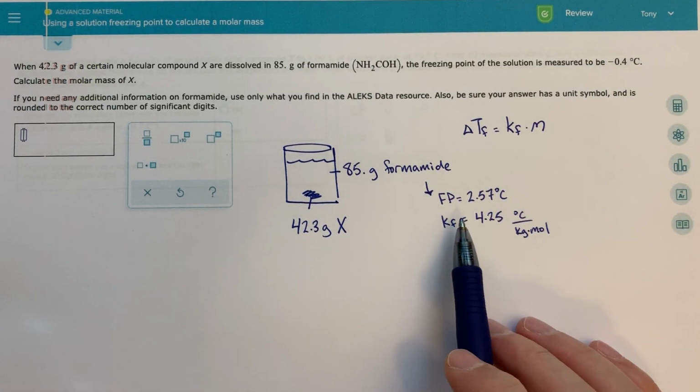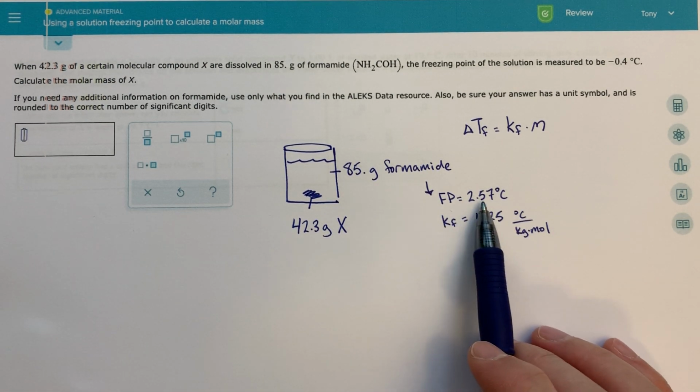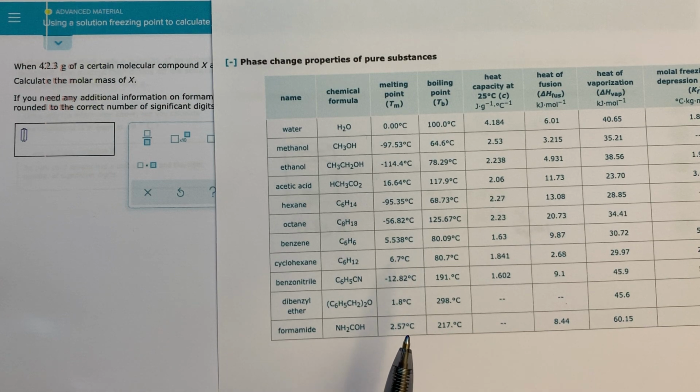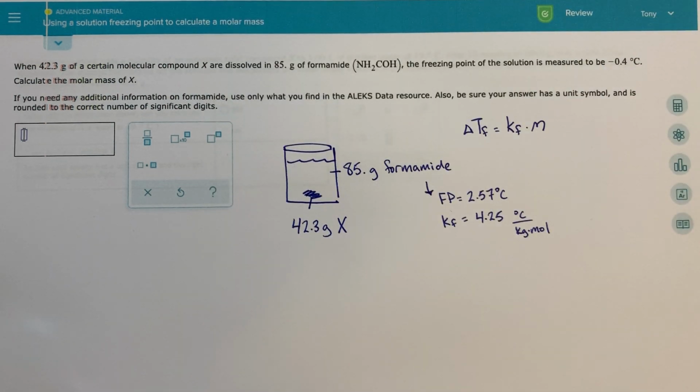So I went ahead and wrote those down. Again, the normal freezing point is 2.57. That's from this ALEKS data right here. And then our Kf value, again, is from that same data table.